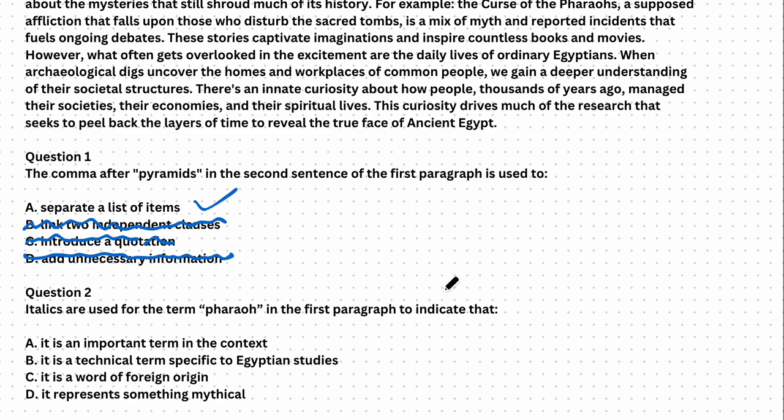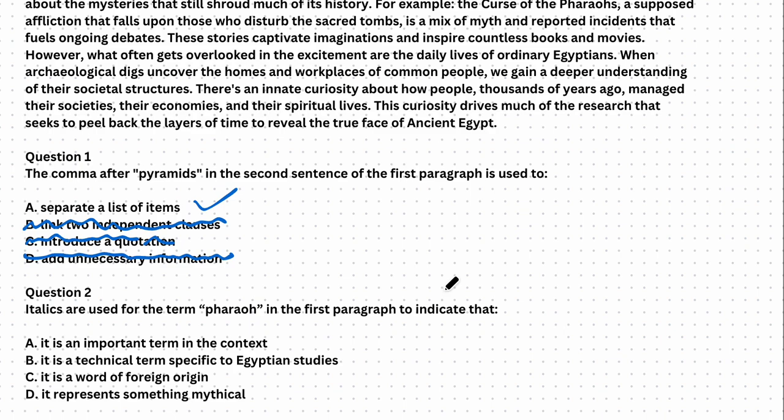Now, it could be an important term in the context. It is a technical term specific to Egyptian studies. It is a word of foreign origin, and it does represent something mythical. So technically, all of these things could be true for the word pharaoh. But why are the italics used?